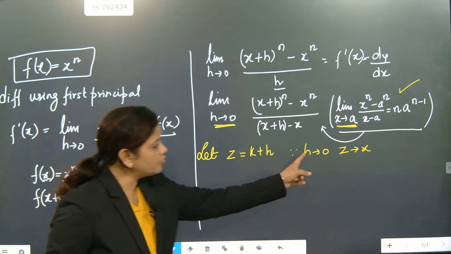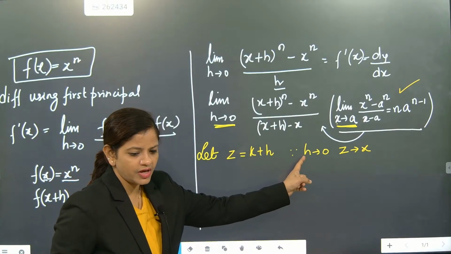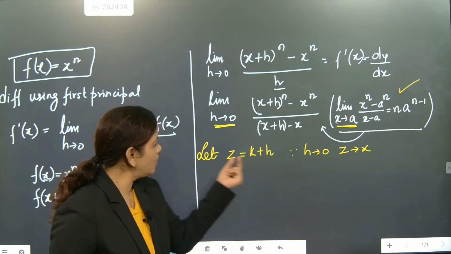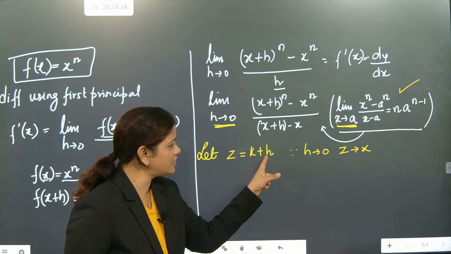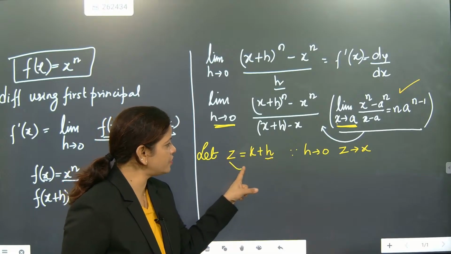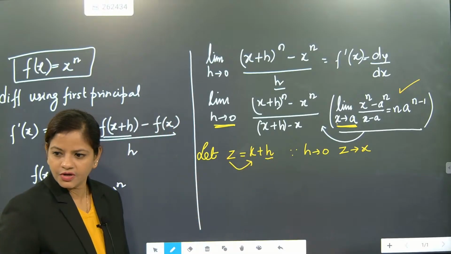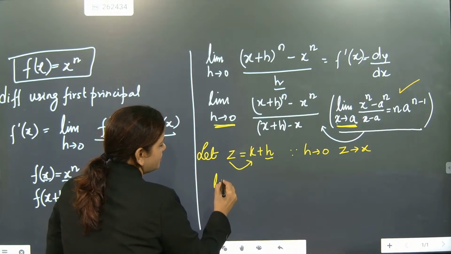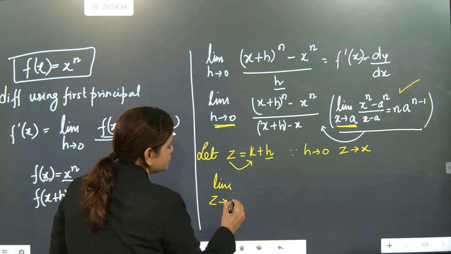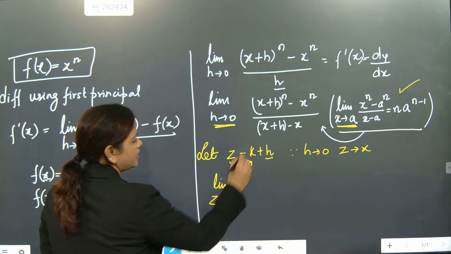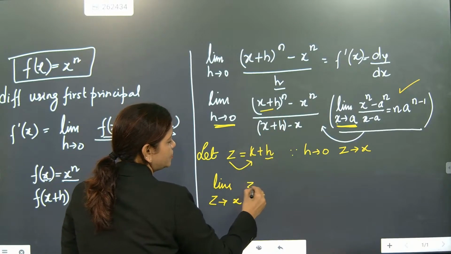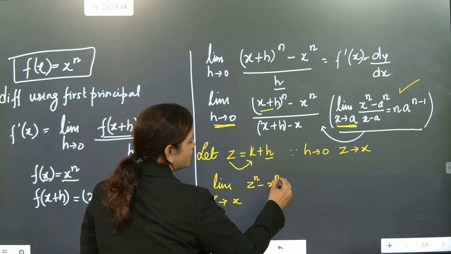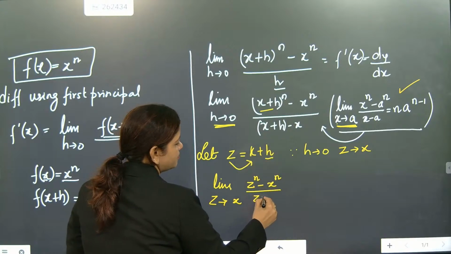See here, beta, the moment you make h equal to 0, what will be left? If h becomes 0, with z only x will be left. Did you understand? So now, rather than writing this, we can write limit z tends to x. Then this part will become z to the power n minus x to the power n by z minus x.